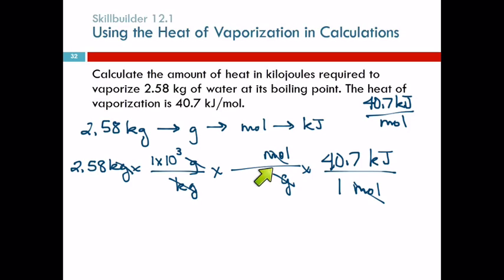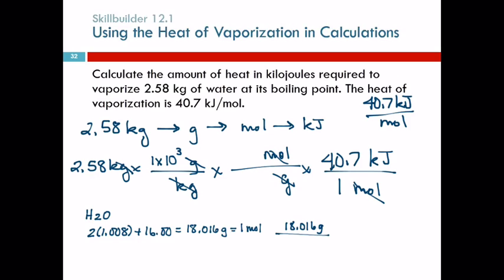What's the relationship between grams and moles? It's the molar mass, right? So we need the formula for water, H2O, and then we calculate it using the periodic table. There are 2 hydrogens and 1 oxygen. And so the molar mass of water is 18.016 grams is equal to 1 mole. Another way to write that is 18.016 grams per mole. Okay? So I want 1 mole, 18.016 grams.